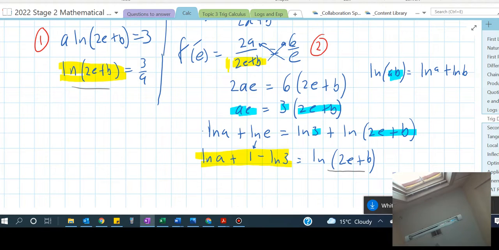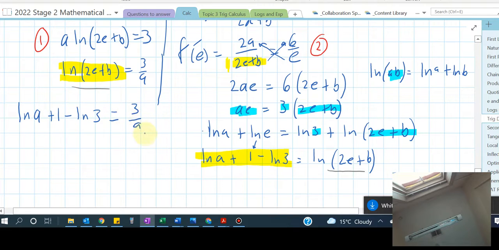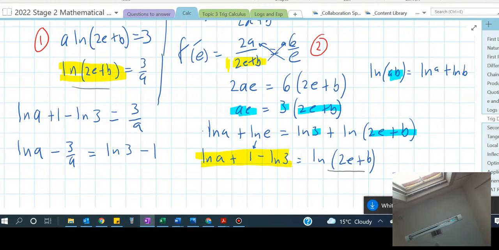So this is going to equal ln A plus 1 minus ln 3 equals 3 over A. All right, I'm going to get everything with A on one side and everything that's not A on the other side. ln A minus 3 on A equals ln 3 minus 1. Just make sure all the sign changes are happening. If it's positive, it should now be negative, etc., etc.